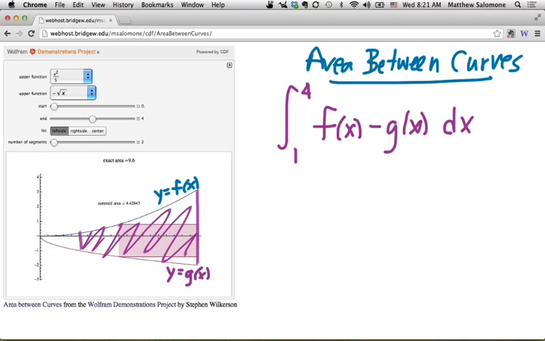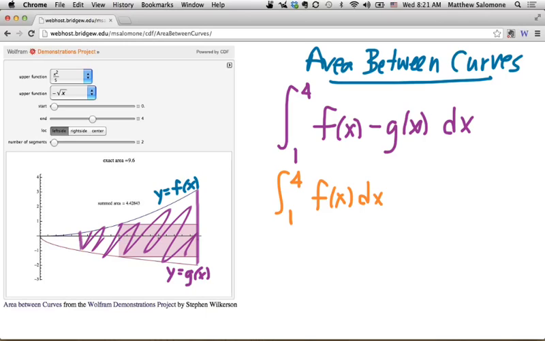Clear out all the stuff under g of x. Yeah, that's one way to think of it, right? Because kind of what you're getting at here is if we just look at the integral of f of x, what are we really getting? Everything below f of x and above what? The x-axis, right. If you just take the integral of a single function, you're getting the area underneath its graph and above the x-axis, right?